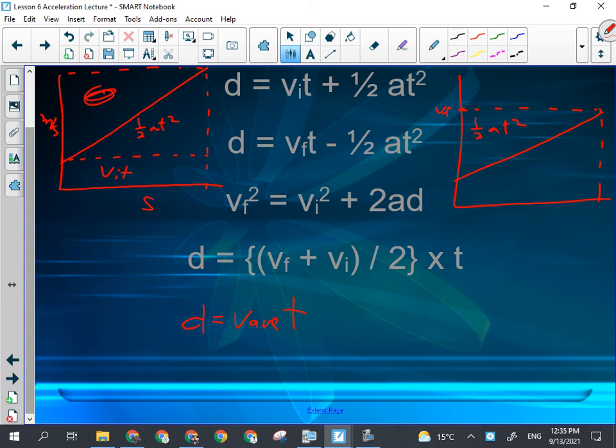that one, just written slightly different. The only qualification on that one is the question has to outright say this object is undergoing uniform acceleration. Then you can use that one. If it doesn't say that, no guarantee it'll work.